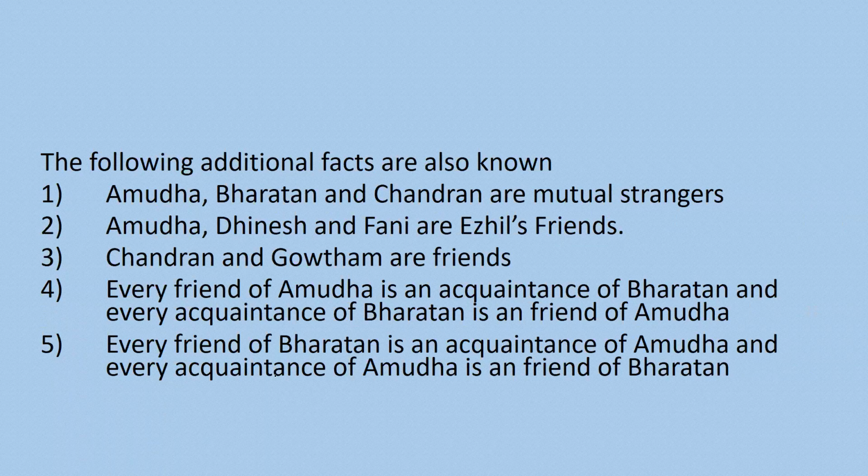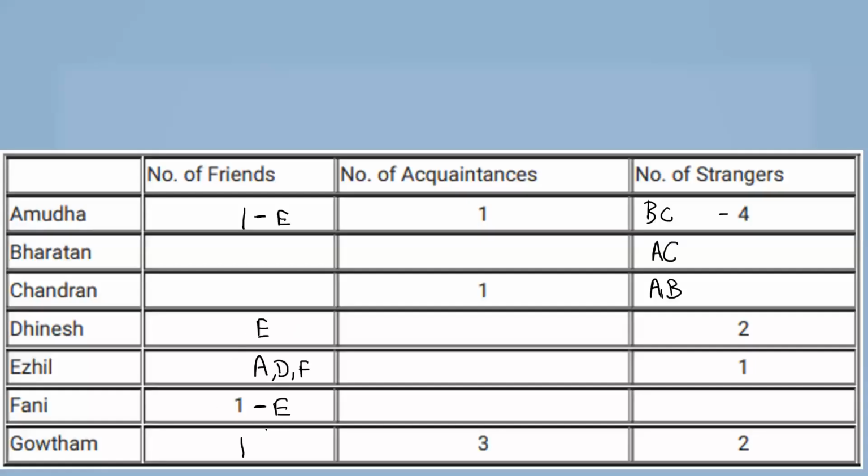So we can move on to the next thing. Chandran and Gautam are friends. Chandran and Gautam are friends. So if I write C here, G will be written here.